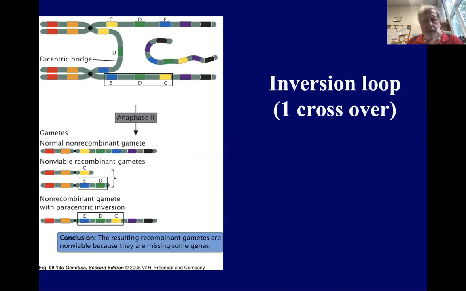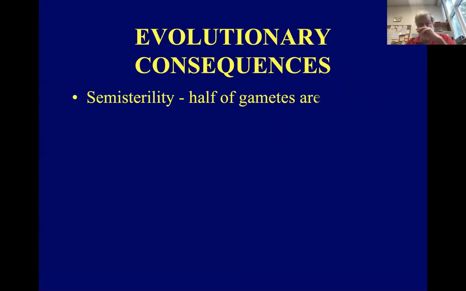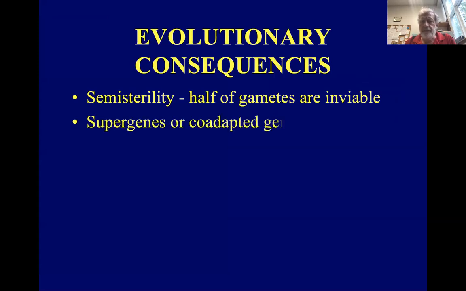Moving on with our paracentric inversion, here are the results in the gametes down here. The top chromosome is normal, the next two are inviable, and then the bottom one has the inversion, but it is still producing viable gametes. So half the gametes are inviable, hence the term semi-sterility. So the evolutionary consequences here: if half of your gametes are inviable, that probably will reduce your fitness, your reproductive success.